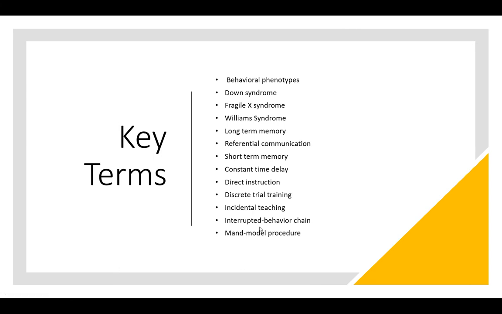Here are some key terms. We're going to be talking about several different disabilities, especially at the top. I assume most people are fairly familiar with Down syndrome. Next, some people are familiar with Fragile X. Not many are familiar with Williams, but these are the three main ones that your book focused on and that are probably going to be the most prevalent. Then we'll get into some of these other key terms.